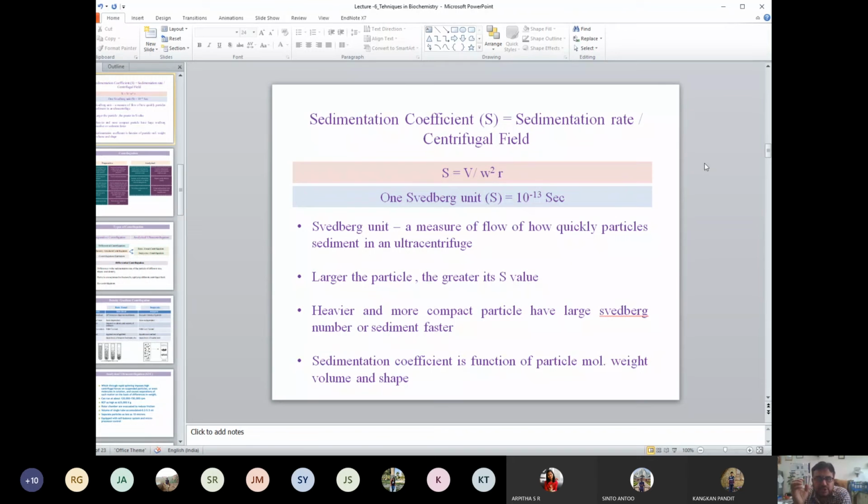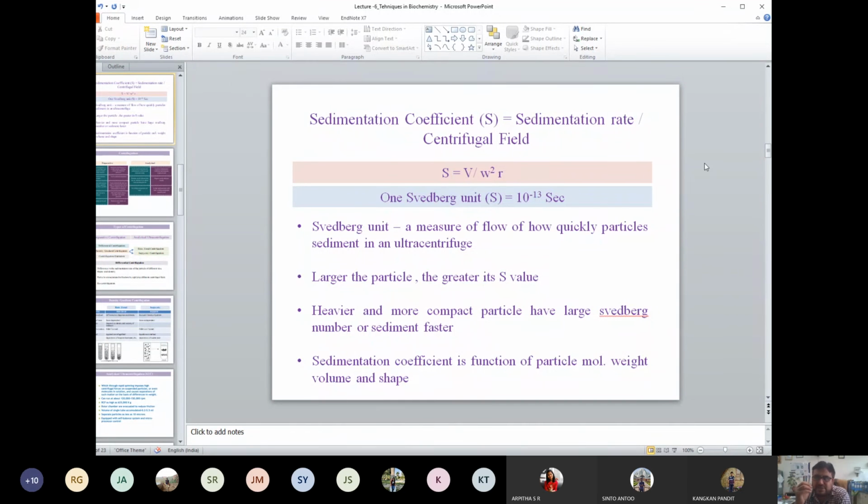So 1 Svedberg unit, or the sedimentation coefficient unit, is equal to 10 to the power minus 13 seconds. We are not going into the derivation of this equation, but we should know that 1 Svedberg unit is equivalent to 10 to the power minus 13 seconds. There are a few statements which are correlated with the Svedberg unit, and we should know them. A Svedberg unit is basically a measure of how quickly a particle settles down during centrifugation. So when you are doing centrifugation, how fast a particle will settle down is denoted in terms of a Svedberg unit.